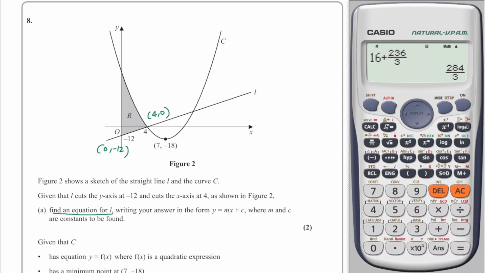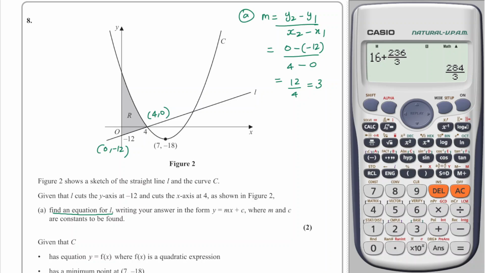First of all, to find the equation of line L, we need to identify the gradient. The formula for the gradient is (y2 minus y1) divided by (x2 minus x1). So the value will be (0 minus minus 12) divided by (4 minus 0). We can write it as 12 by 4, and our answer will be 3. So the gradient is 3.